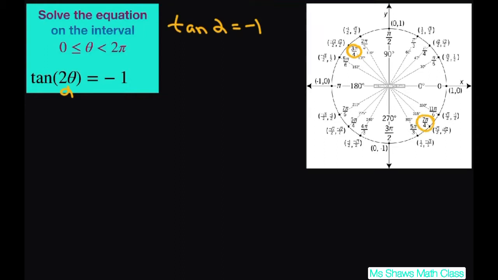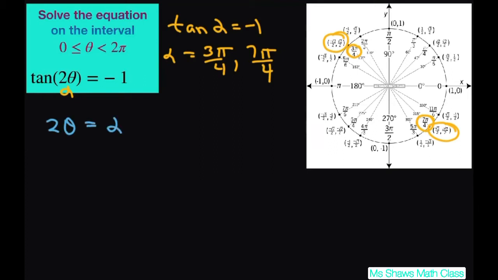Now with tan, let's just write that down. So alpha is going to be 3 pi over 4 and 7 pi over 4. That's when you divide these, you get -1, so you need them to be opposite. So we want this 2 theta to equal our alpha, because that will give us our solution. So our alpha, we're just going to use this 3 pi over 4.